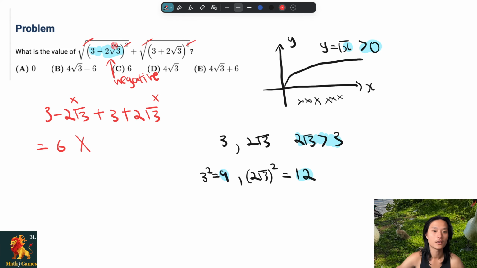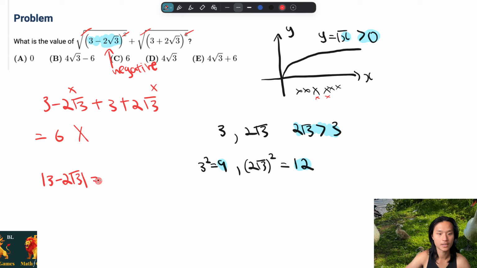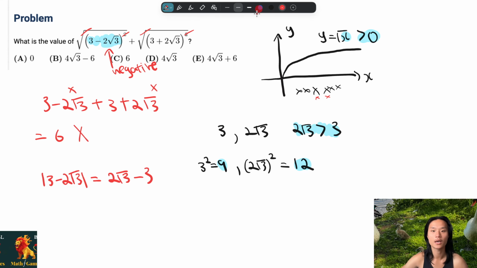But if we simply get rid of the square and the square root, that would mean the square root function outputs a negative value. As we have seen on the graph, that is impossible. So instead, we have to take the absolute value of 3 minus 2 root 3. The absolute value of 3 minus 2 root 3 is simply 2 root 3 minus 3, okay?